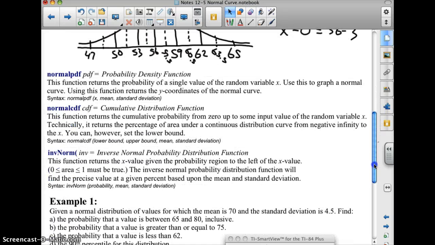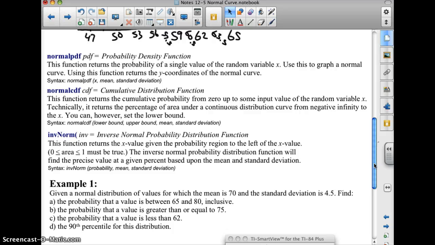This here, this is calculator stuff, and I'm going to skip this for now, all right? And if there's time in class, I'll show it to you. It's not really necessary at all to be able to use the calculator for this, okay? It's just kind of an interesting thing that you can do with your TI calculators.